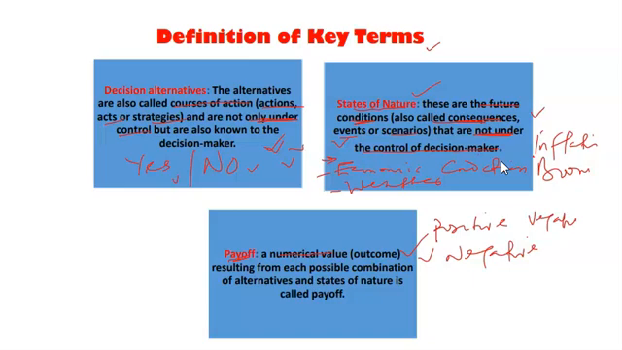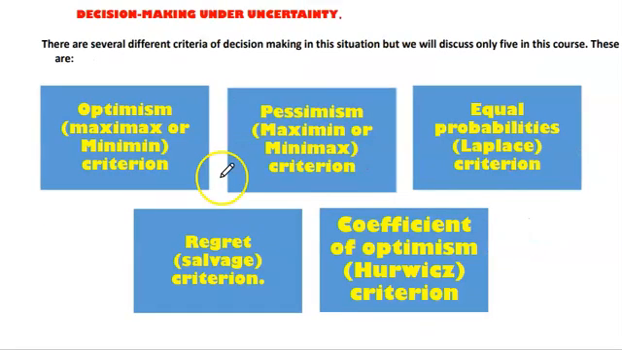The outcome, which is the combination of alternatives and states of nature. Combination of the first two terms up here: decision alternatives and state of nature. Like I said earlier, this material is purely going to be based on decision making under uncertainty. Under this environment, we have 5 criteria that we are going to consider.